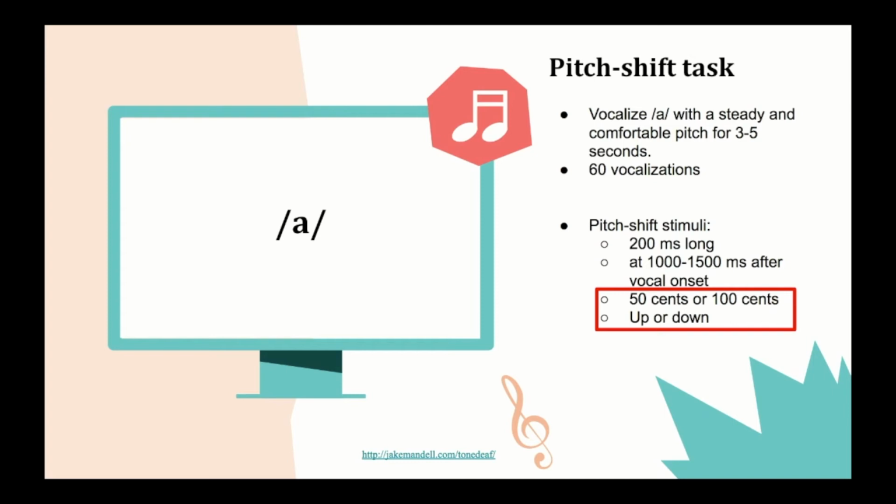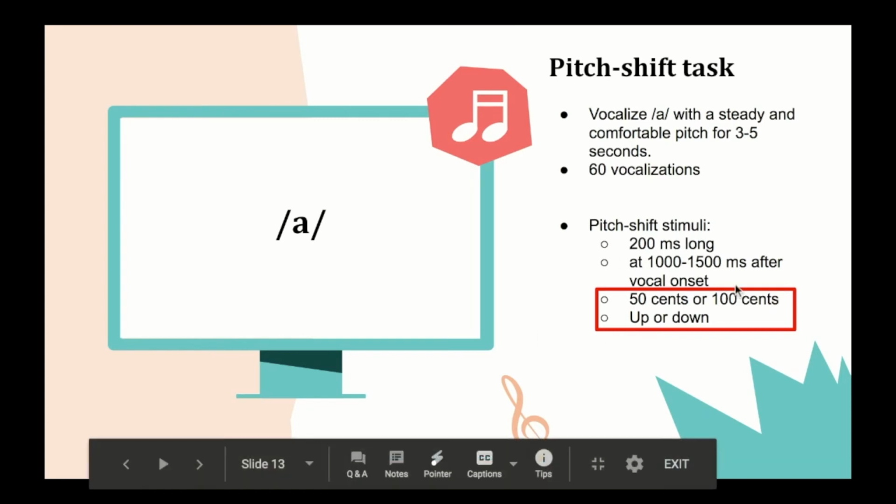The magnitude of the shift could be 50 cents or 100 cents. The direction was up or down. So these 2x2 conditions give you in total 4 conditions.